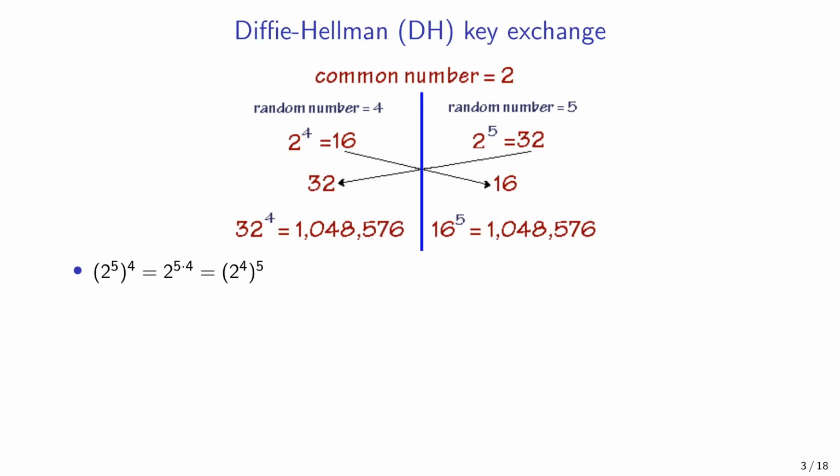Now, the security claim here is that only these two parties know this number. An attacker cannot calculate it unless the attacker knows the private exponent of one of the parties. The attacker knows the common number 2 and knows that this number 32 is the result of taking the common number to some unknown power, but the attacker cannot recover the private exponent 5 from this number 32. So you can think of this random number as a private key and this result of the exponentiation as a public key, as it is not possible to derive the private key from this public key.